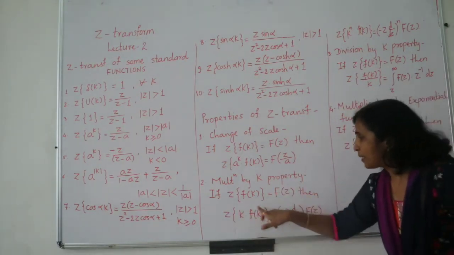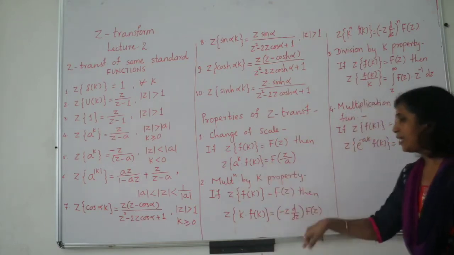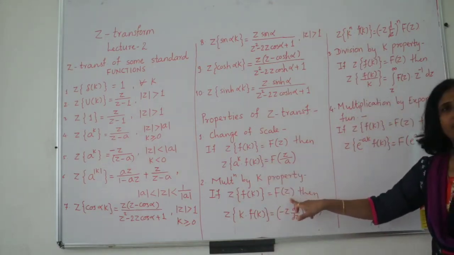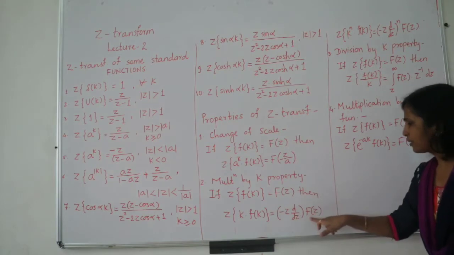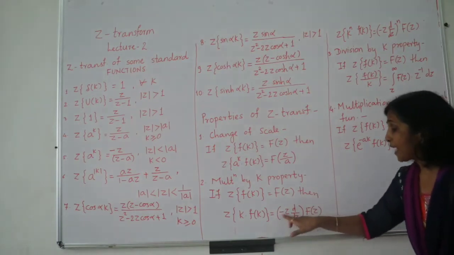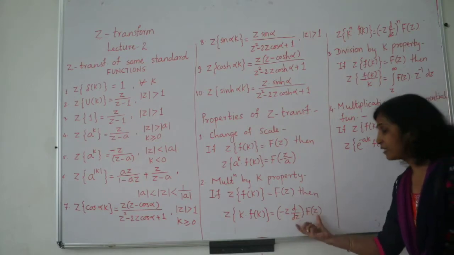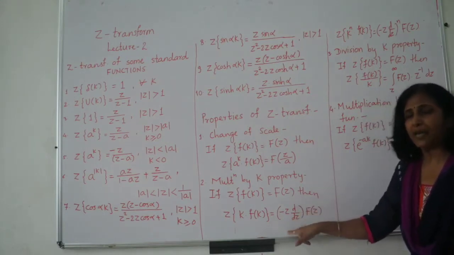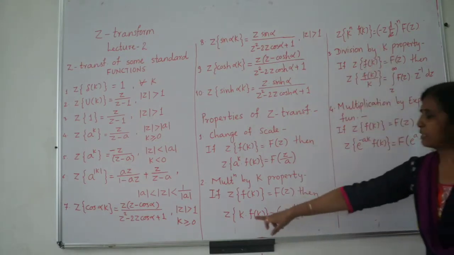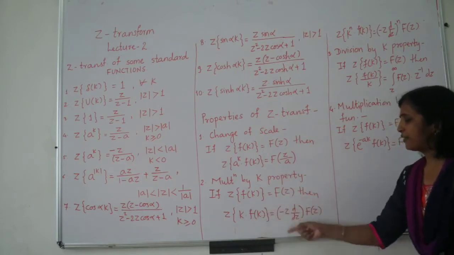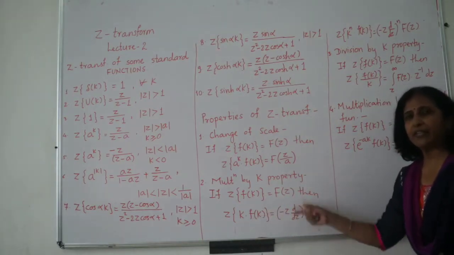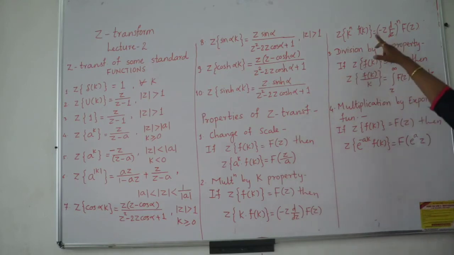Then when you multiply f of k by k, you have to take the derivative of this function. So derivative, but in what way? Minus z into d by dz. Minus z into means take the derivative and then multiply by minus z. So how many times are you multiplying by k? Take the derivative, multiply by minus z. Take the derivative, multiply by minus z. So n times you will get the nth derivative, multiplied by minus z n times.